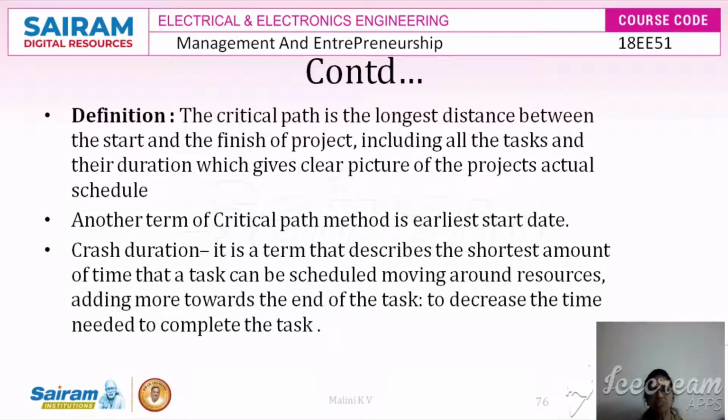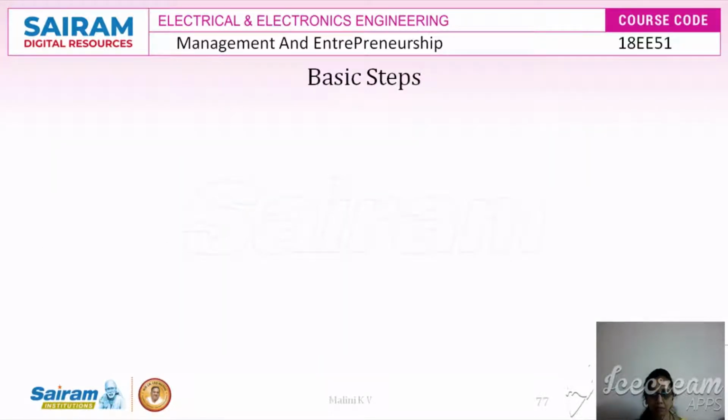So what is crash duration? This is a very interesting terminology used in the critical path method. Crash duration is the shortest amount of time in which the task can be scheduled, by moving around the resources and adding more towards the end of the task, to decrease the time needed to complete the task. Like any crash course, crash duration goes with the time involved in completing the task using all the resources.